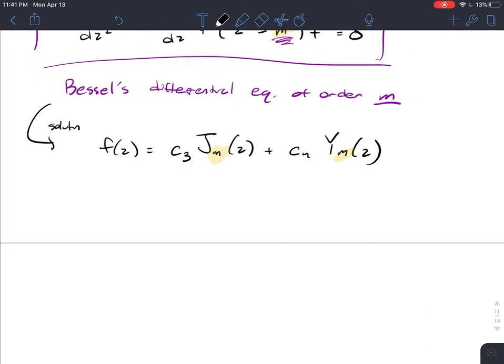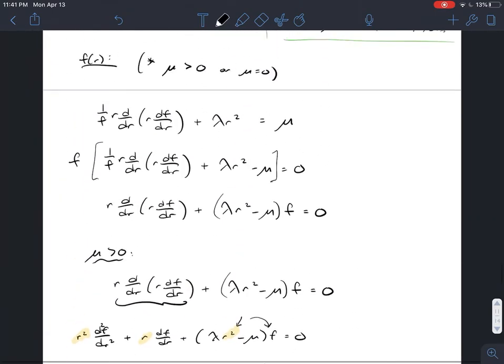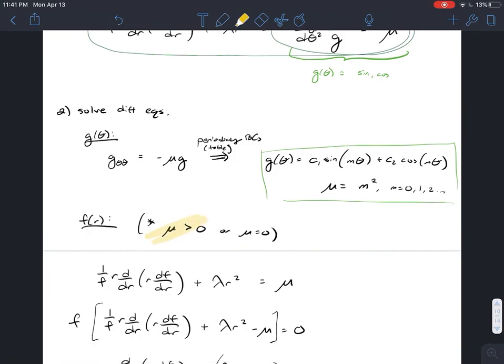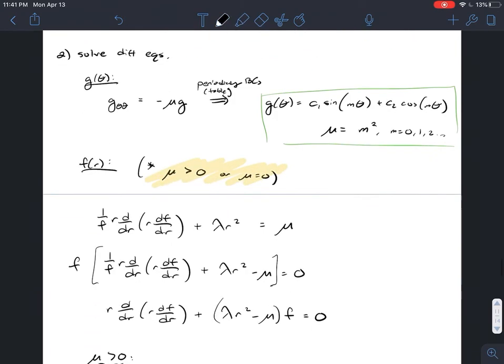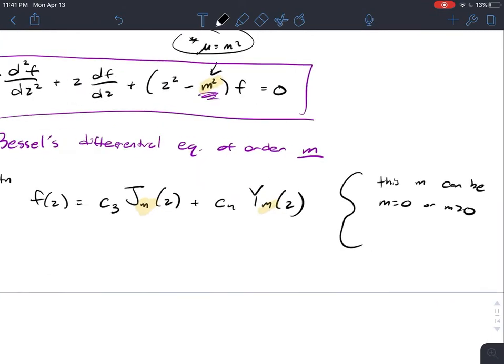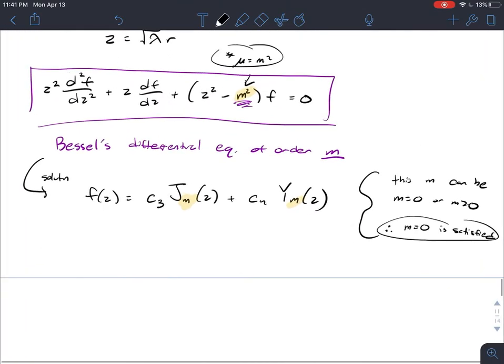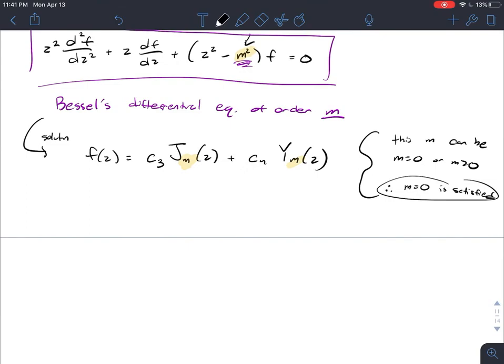Great. So this m can be m equals 0 or m greater than 0. So remember from earlier how we were worried about casing for mu greater than 0 and mu equals 0? Noticing that m equals 0 is fine for this Bessel function makes it such that we only have to test essentially the lambda greater than 0 case for this specific type of casing incident. So conveniently m equals 0 is satisfied. Great, so we don't need a case for m equals 0, saves us a little bit of time.